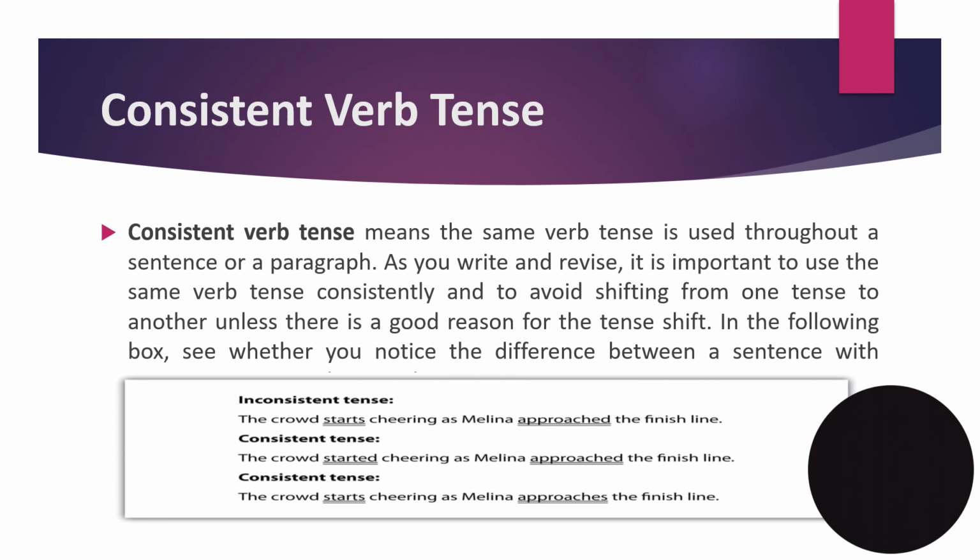Inconsistent tense, for example: the crowd starts cheering as Melina approached the finish line. Consistent tense: the crowd started cheering as Melina approached the finish line. Consistent: the crowd starts cheering as Melina approaches the finish line.